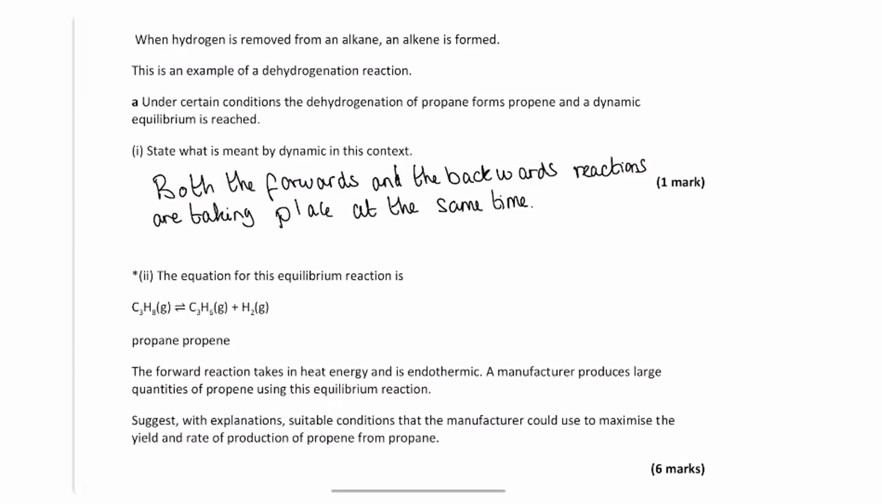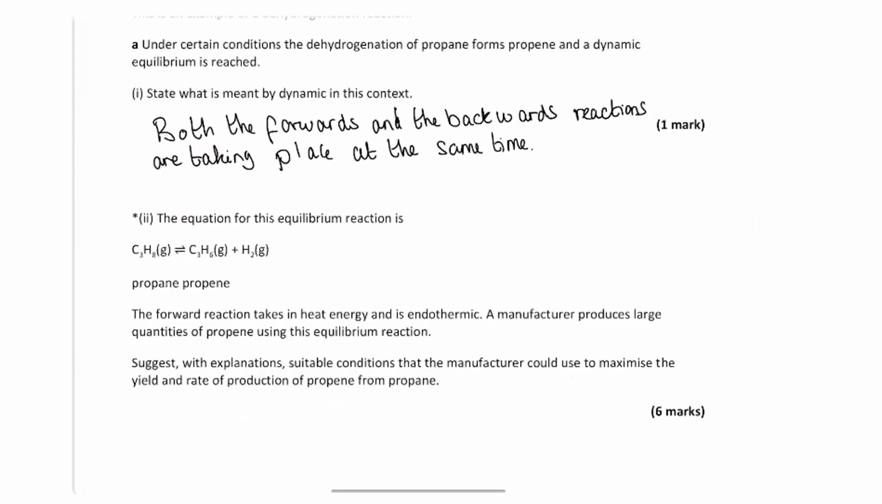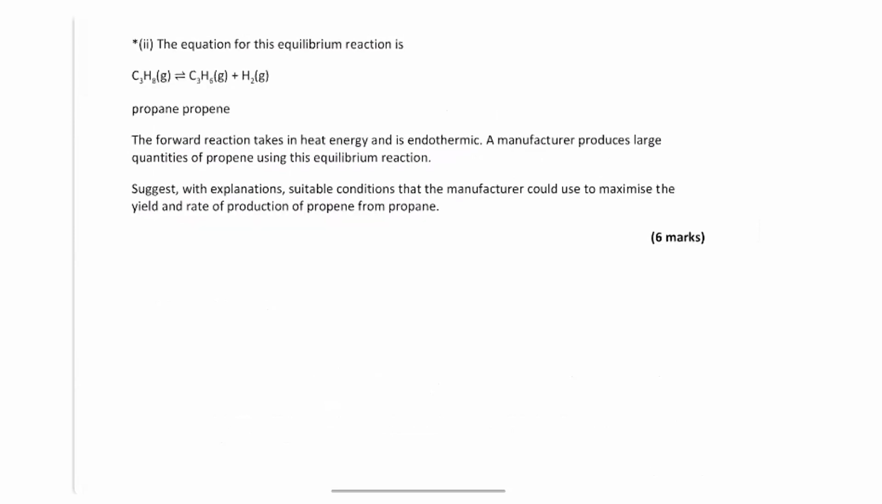So let's go to our big 6-mark question here. The equation for this equilibrium reaction is propane to propene. Now, one of the key things I want to point out to you here, I did talk about this yesterday as well, it comes up in chemistry, comes up in loads of subjects, is making it clear to the examiner different things you're talking about when they only differ by 1 letter. Now, I will be the first to admit that my handwriting is not amazing.